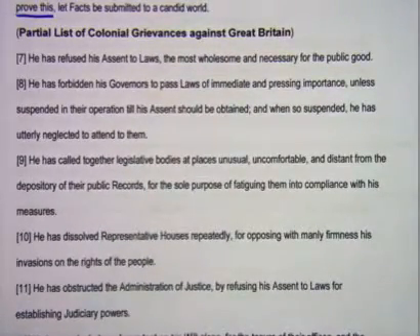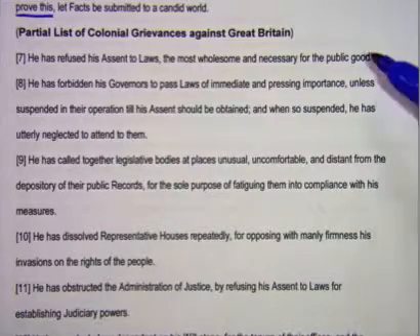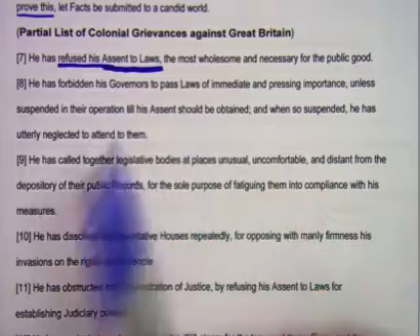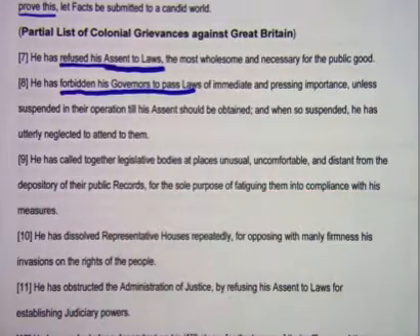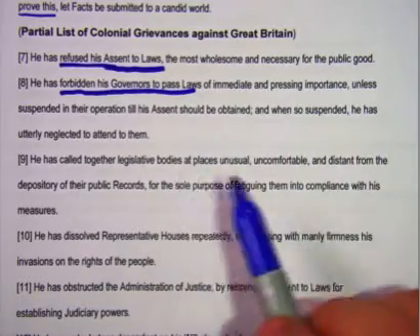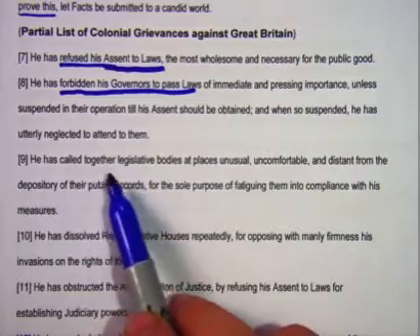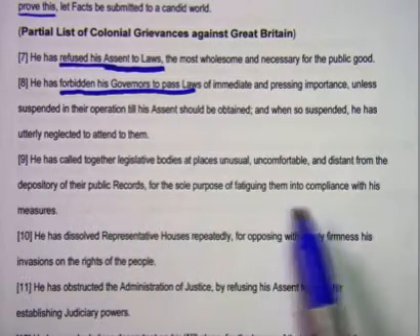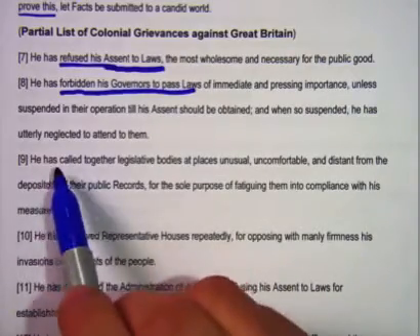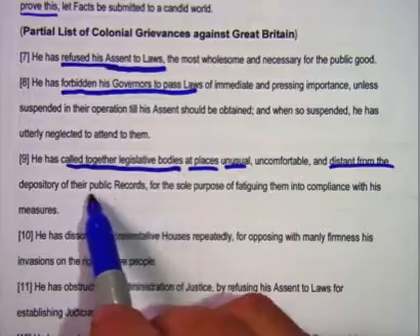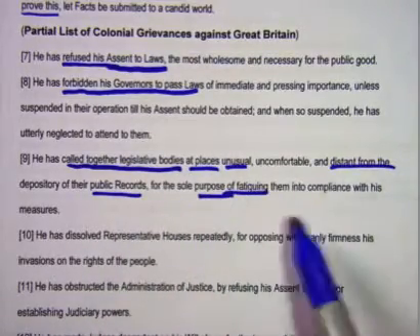Partial list of grievances. He has refused his assent to laws, the most wholesome and necessary for the public good. All right, so not making laws. He has forbidden his governors to pass laws of immediate and pressing importance unless suspended in their operation till his assent be obtained. And when so suspended, he has utterly neglected to attend them. Okay. He has called together legislative bodies at places unusual, uncomfortable, and distant from the depository of their public records for the sole purpose of fatiguing them into compliance with his measures. Wow, okay. That is super wordy. Called together legislative bodies in unusual places, distant from public record, for the purpose of fatiguing them into compliance.